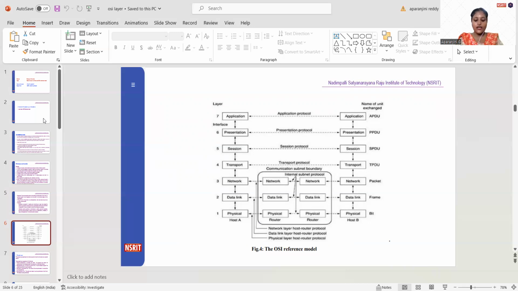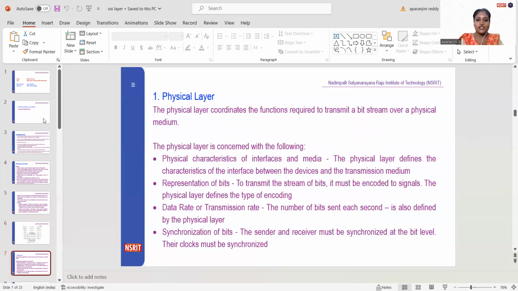The OSI model has 7 layers, numbered from 1 to 7. Two hosts are there, as I told you earlier. The hosts may be two computers, one client and the other a server, or both may be clients or both servers. Sometimes a host acts as a sender or receiver. Each system has 7 layers: host A has 7 layers and host B has 7 layers. The communication between these layers is governed by protocols. A protocol is nothing but a set of functions that have to be implemented. First, we will see the layers one by one, starting with the physical layer.